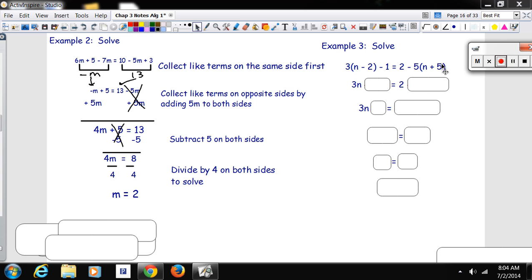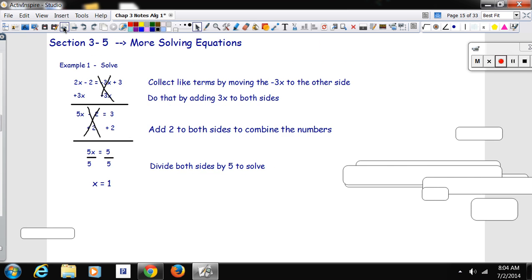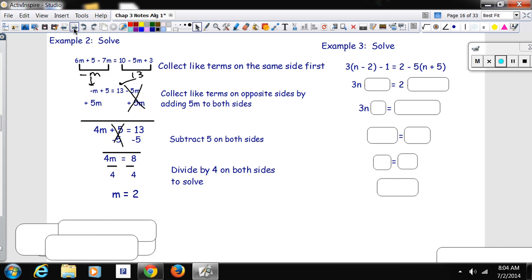All right, there we go. So just to review, we had the first equation. We were collecting like terms on different sides by moving this one to the right, combining these together. And then the next one we did was we put the like terms together on the same side first, and then we moved the one over so that we could put them together.